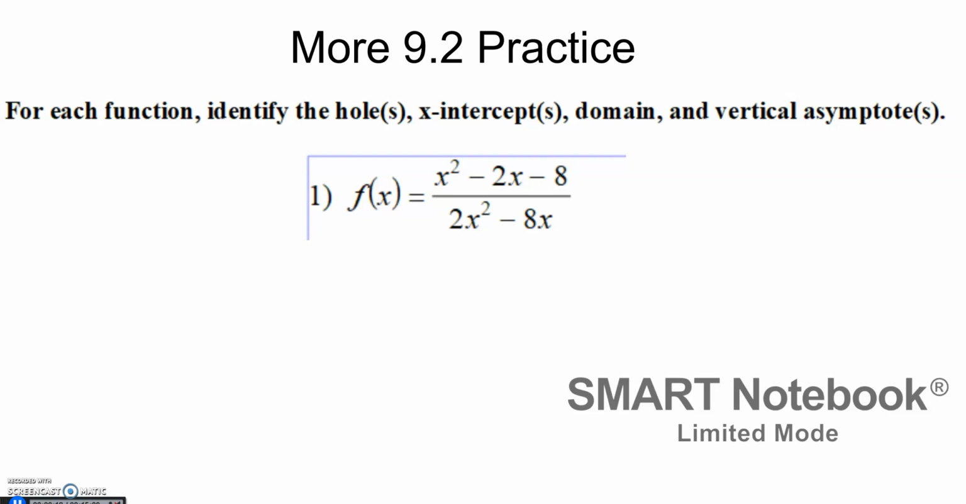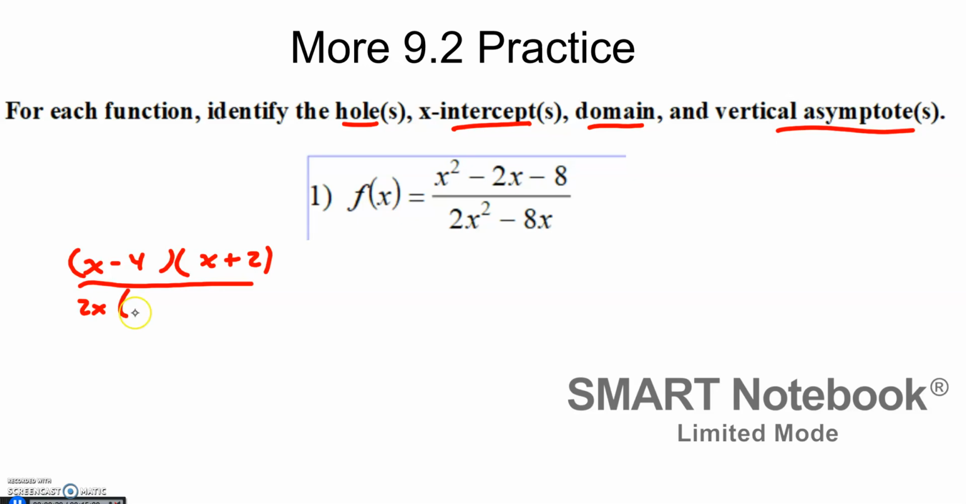So when I'm asking you to identify the holes, x-intercepts, domain, and vertical asymptotes, the first thing you'd like to do is factor this completely so you can see all these items more quickly. So the numerator factors to be (x - 4)(x + 2). The denominator, you can take out a GCF of 2x, and if you do, you're also left with x - 4. And that is your new f(x) function if simplified.